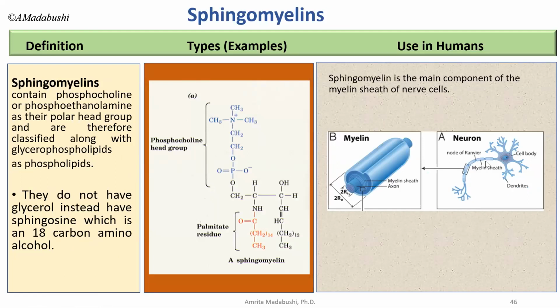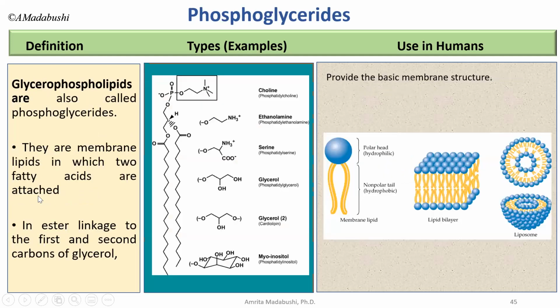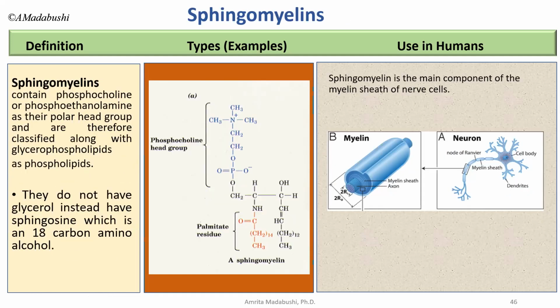Sphingomyelins, since we know the basic idea for this, we do know that it is going to contain a phosphate group because it's still a phospholipid, but it is attached to an alcohol which has a nitrogen in it. And that's what makes it different from phosphoglycerides or glycerol phospholipids.